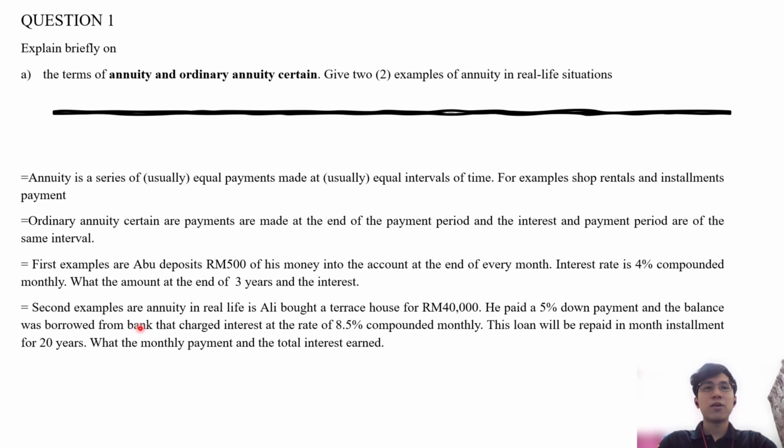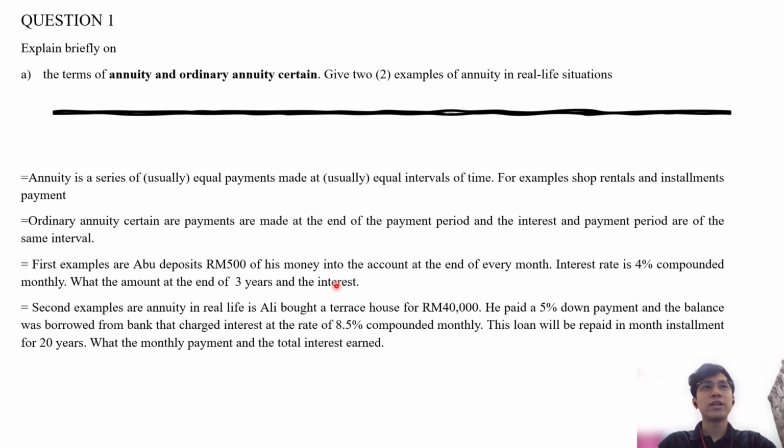The second example of annuity in a real life situation is that Ali bought a terrace house for RM40,000. He paid a 5% down payment and the balance was borrowed from a bank that charged interest at the rate of 8.5% compounded monthly. This loan will be repaid in monthly installments for 20 years. What is the monthly payment and the total interest earned?